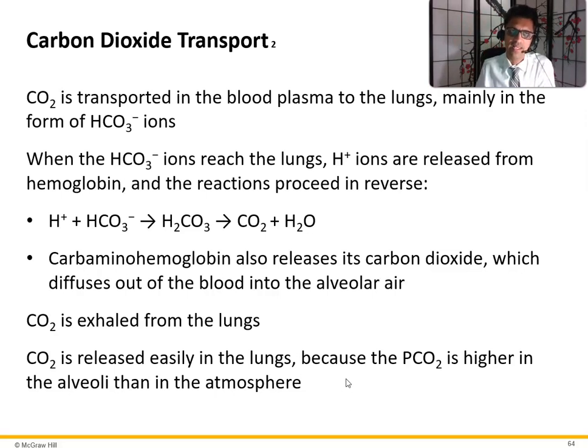Okay. In the outside atmospheric air, carbon dioxide levels are 0.3 millimeters of mercury. And inside, we're at 40. Well, obviously, we want that 40 out. So high concentration to low concentration.